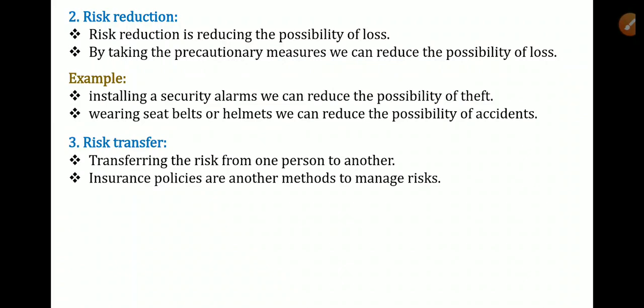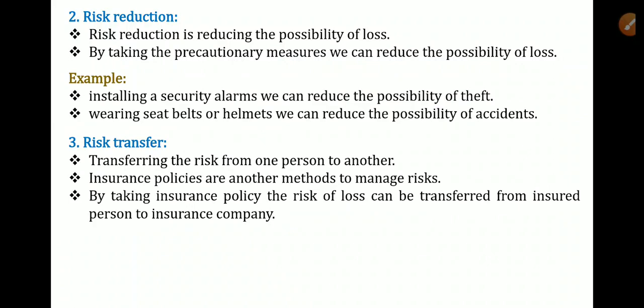Example, risk of loss of any stock or loss of any finance or any asset. That risk of loss you can transfer to your insurance company. By taking an insurance policy, the risk of loss can be transferred from the insured person to the insurance company. See, by taking insurance policies, health insurance policies, life insurance policies, fire insurance policies, or any other general insurance policies, you can somehow transfer your risk of loss to another person, that is the insurance company.